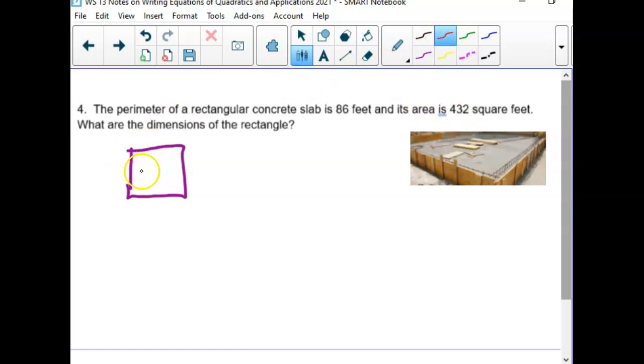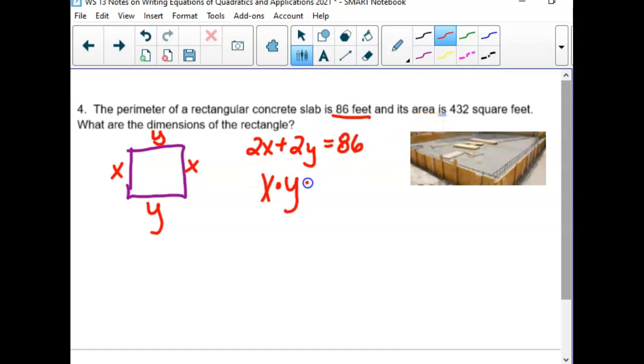Usually we use 2 variables here. If we call this X and Y and X and Y, what can you tell me about the perimeter? Does anybody remember what perimeter is? So we add up all the sides. So if I add, yes, I'd get 2x plus 2y. How much is it? For this question, it says 86. And then how do you get area? Yeah, length times width, or x times y, is 432.